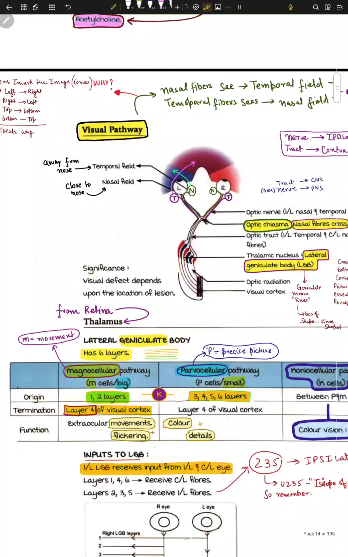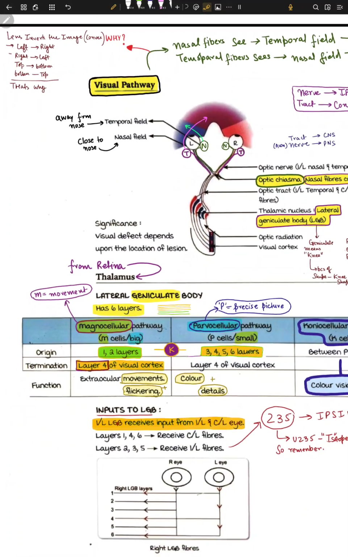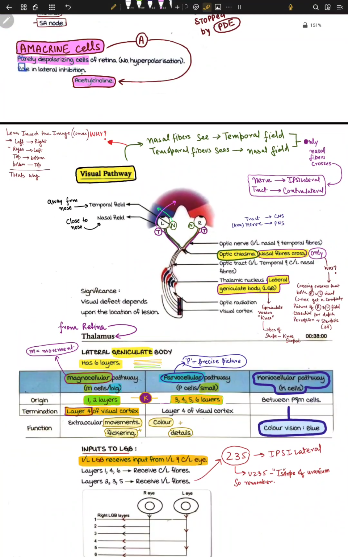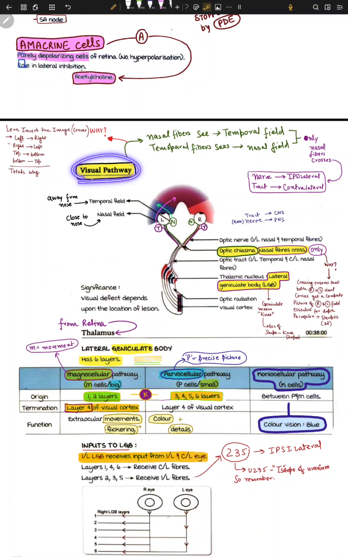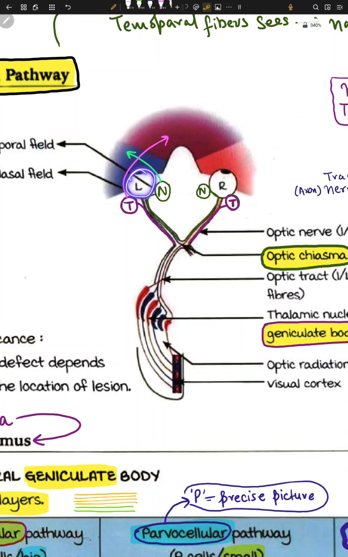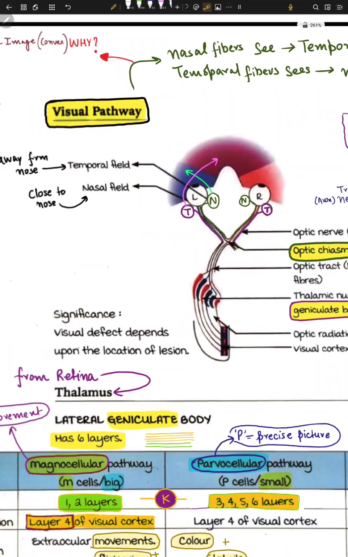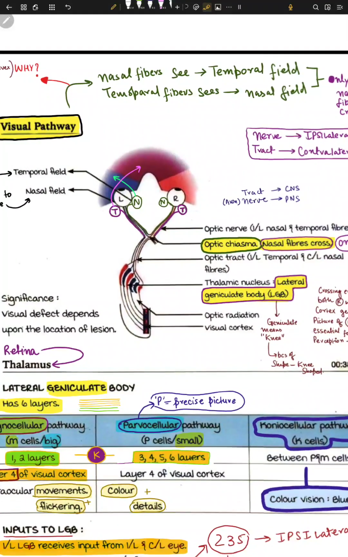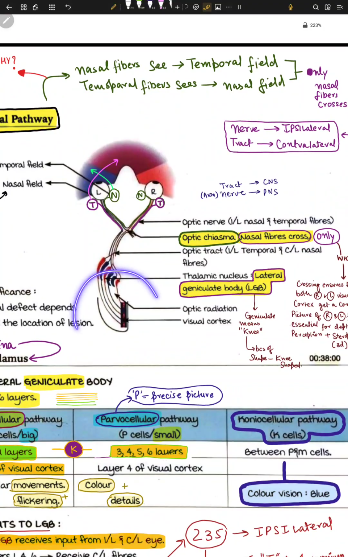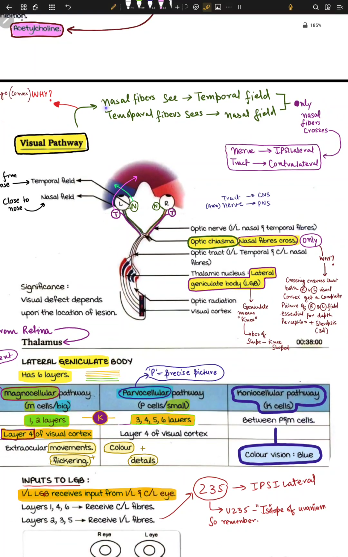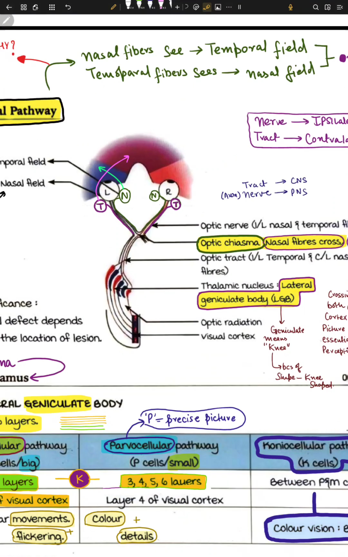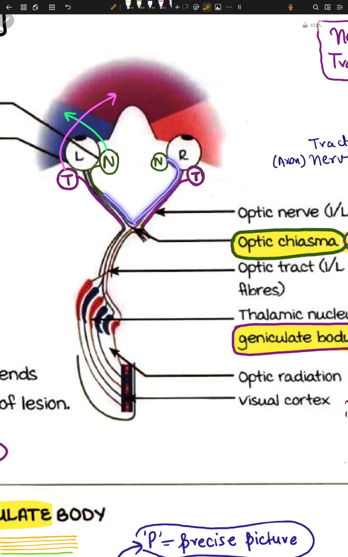Let's try to study the visual pathway. I have a cool explanation here. This looks so complex, but it's not complex at all. Visual pathway. Well, the starting point: this is your eyeball. There are two types of fibers that are coming from your brain into your eyes. There are nasal fibers, and then there are temporal fibers. Nasal fibers are towards your nose, and temporal fibers are towards your ears.